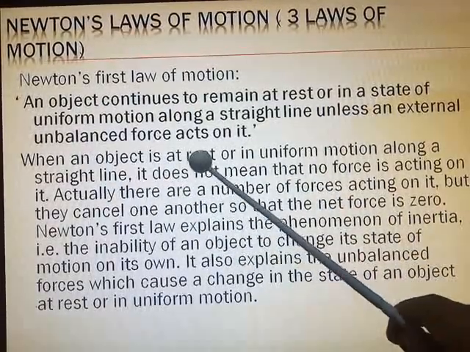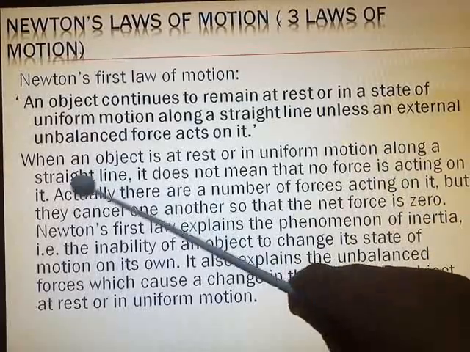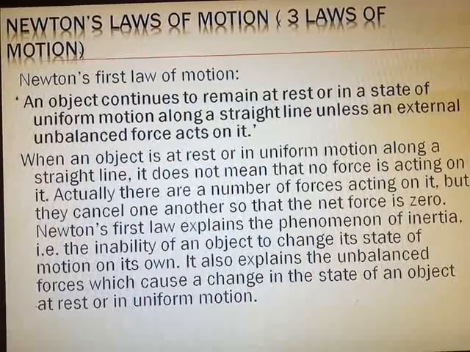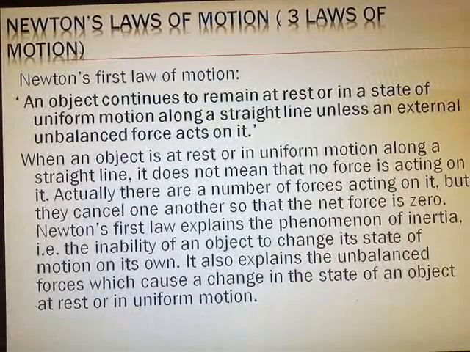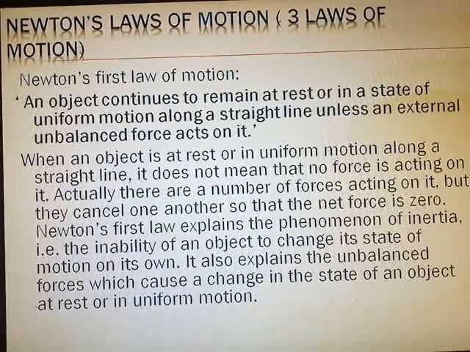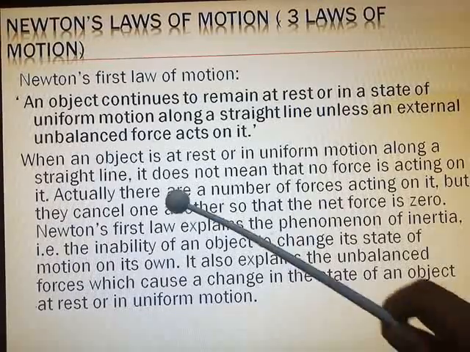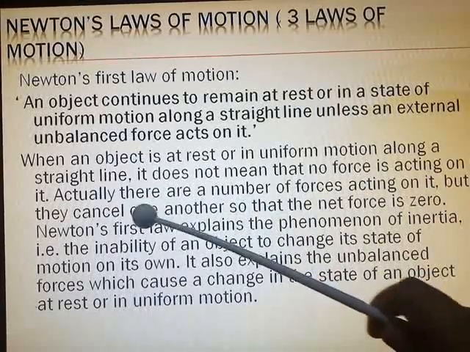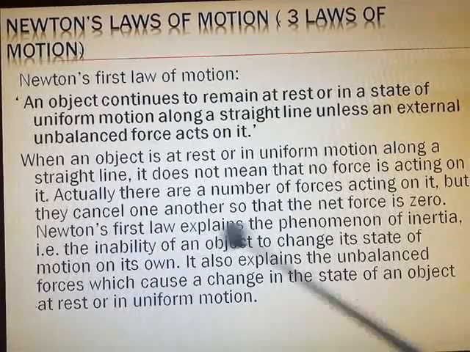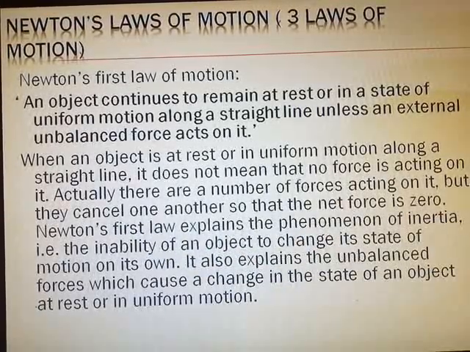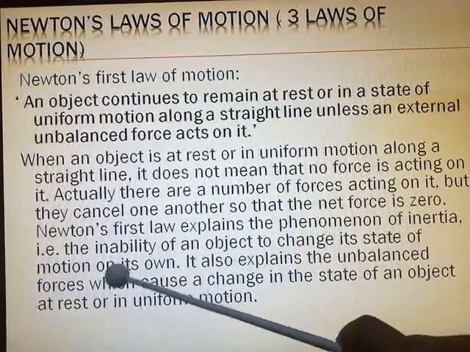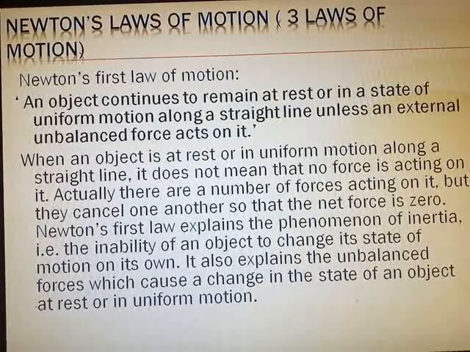When an object is at rest or in uniform motion along a straight line, it does not mean that no force is acting on it. If you think that the object is in a state of rest and no force is acting on it, you know there are a number of forces, such as gravitational force, acting on it. Actually there are a number of forces acting on it, but they cancel one another so that the net force is zero. So Newton's first law explains the phenomenon of inertia, that is, the inability of an object to change its state of motion or rest on its own.